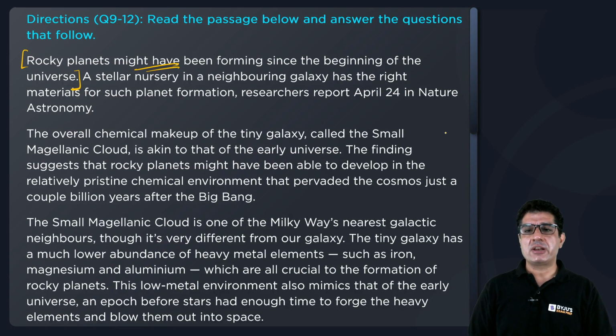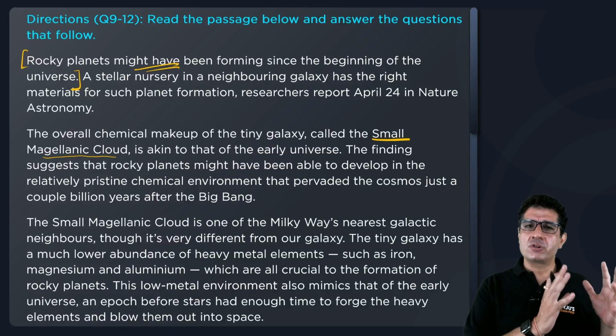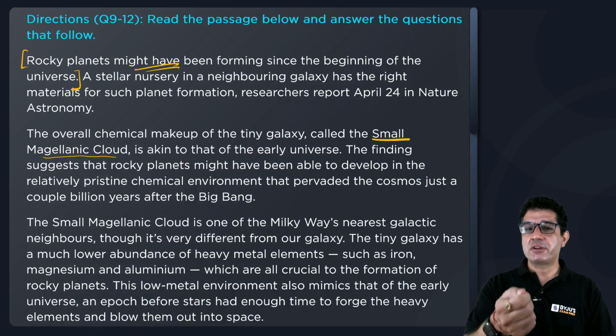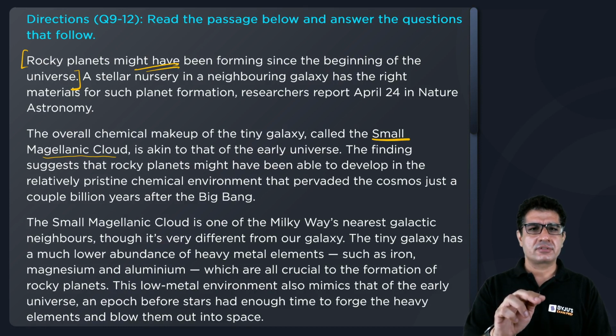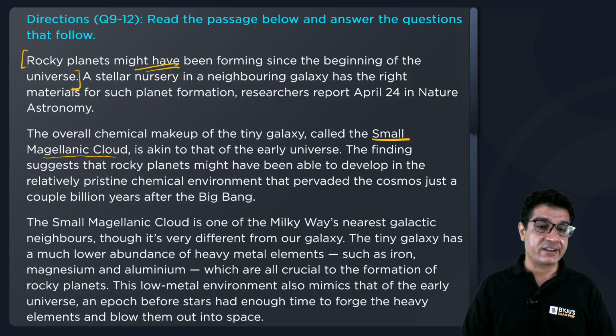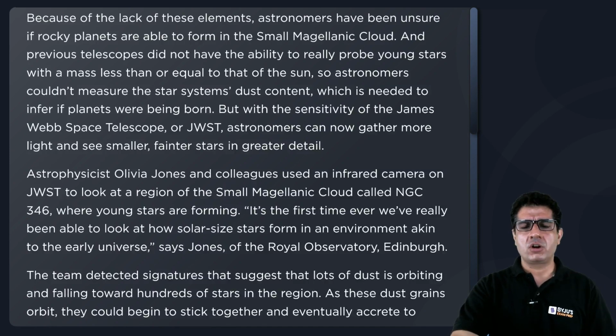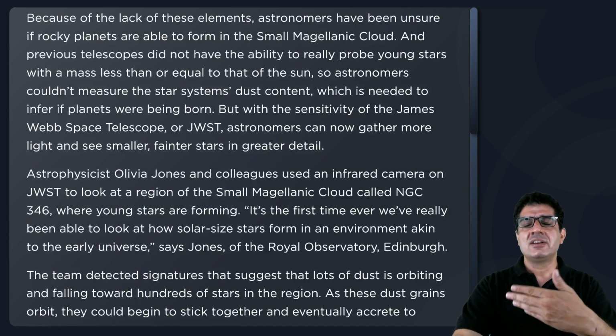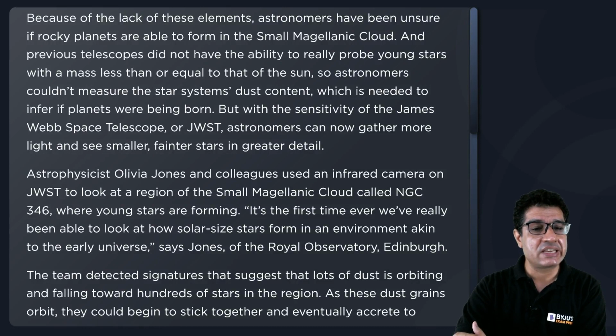So we do that by looking at a neighboring galaxy called the Small Magellanic Cloud. It is similar to the early universe. It does not have heavy metals. Now the core here is that if this particular galaxy forms rocky planets, then it means that the universe could have been forming rocky planets for a long time. In fact, towards the end, now that you've already read this, 11 billion years.